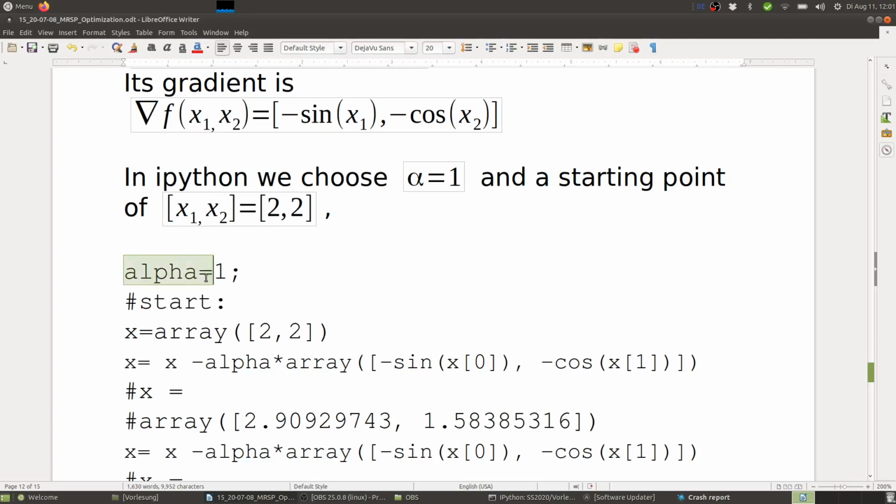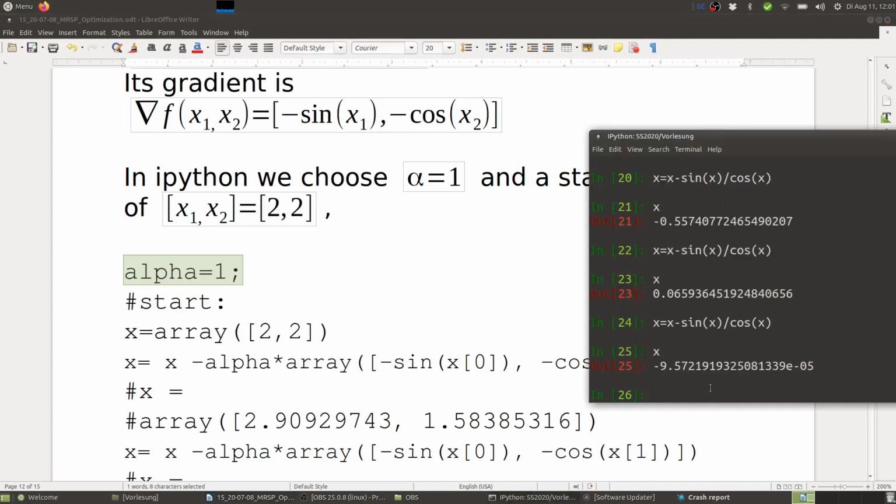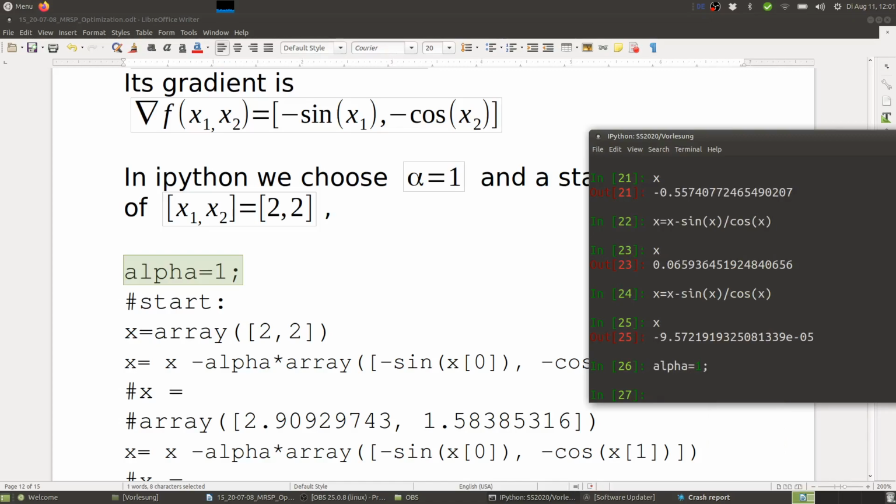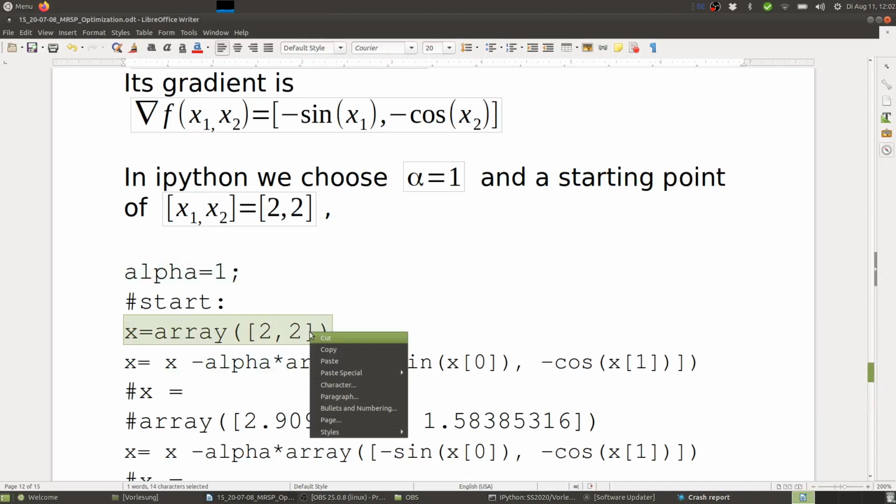So here alpha equals 1. This would actually be a factor where in practice you would try out which works best. So this is just some guess which we take and see if it converges. And often what you do, if you find it's not really converging either fast enough or it's oscillating, is you change alpha. So if it's oscillating, you would reduce alpha. If it's too slow, you would increase alpha and start again. Yeah, so here's the starting point.